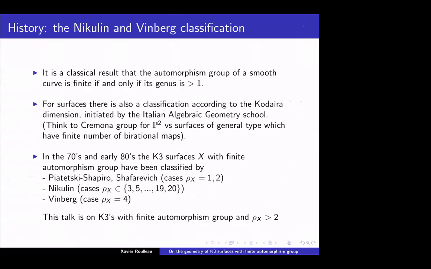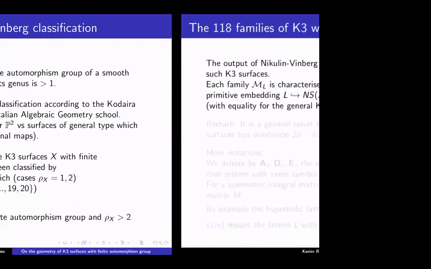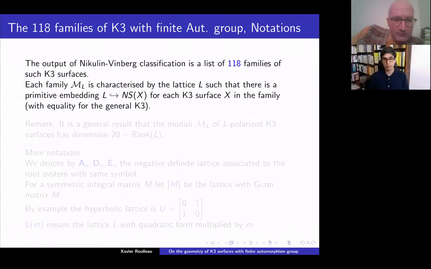For the cases of Picard number 1 and 2, then Nikulin and Vinberg did the other cases: Vinberg for the rank 4 and Nikulin for all the other ranks. So this talk will be concentrated on the Nikulin-Vinberg classification, so for K3 surfaces with finite automorphism group and Picard number larger than 2.